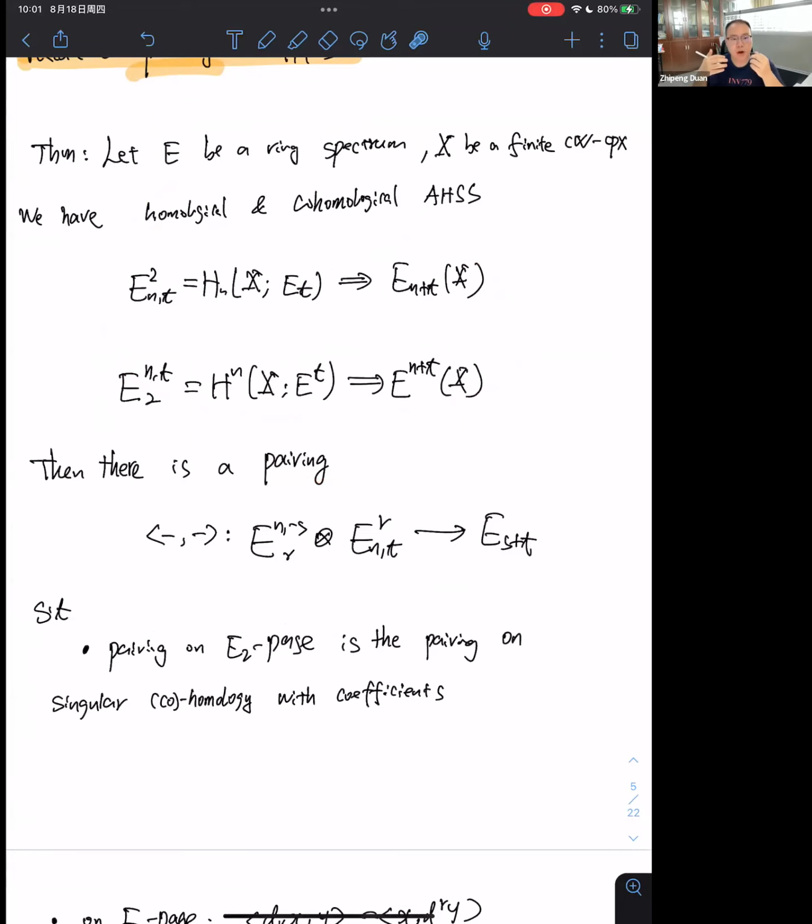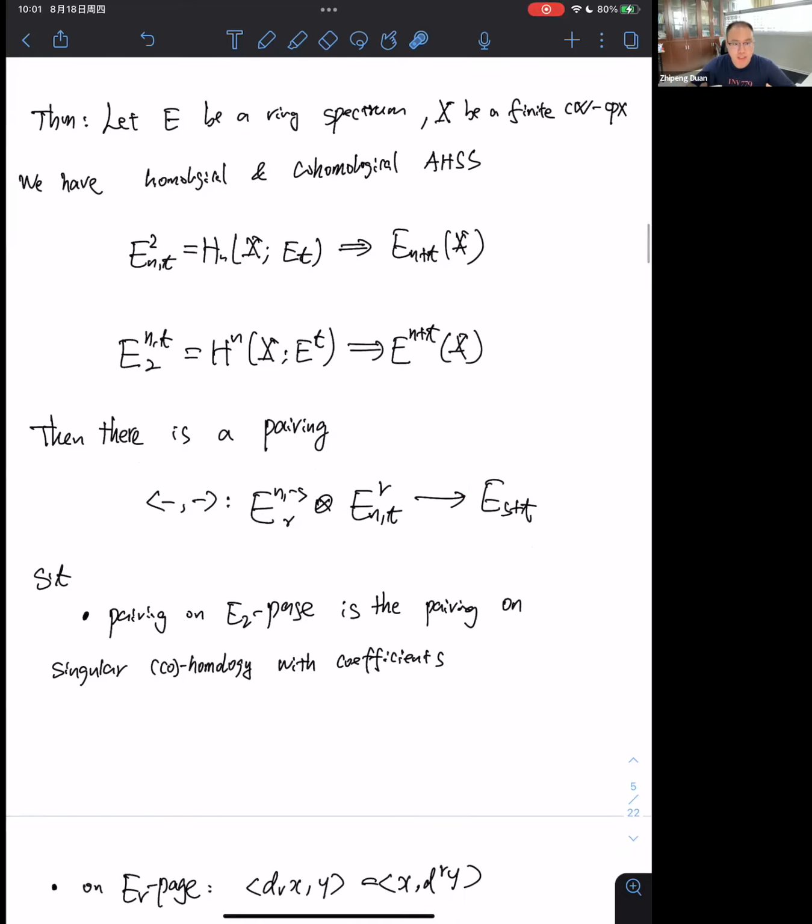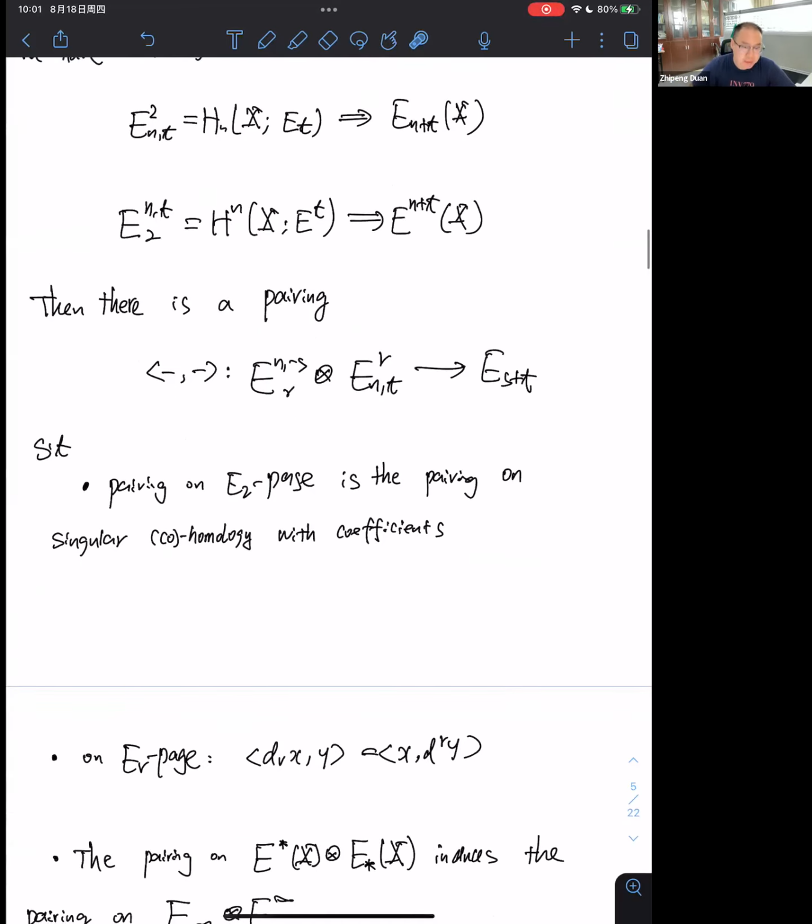This pairing is defined on the E2 page, and it is induced on each next page. So on each page, there's a pairing from the homological spectral sequence tensor the cohomological spectral sequence mapping to the coefficients. And this pairing satisfies the following basic properties. The first property is that on the E2 page, this pairing coincides with the usual pairing on singular homology and singular cohomology.